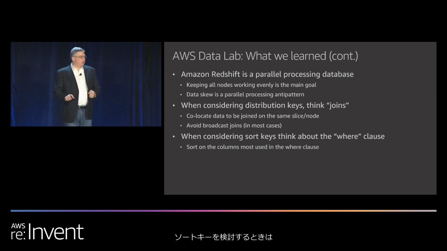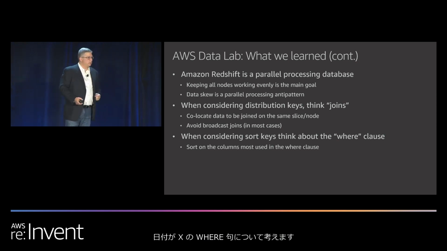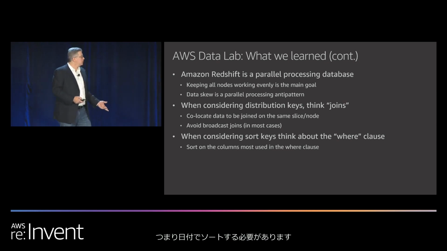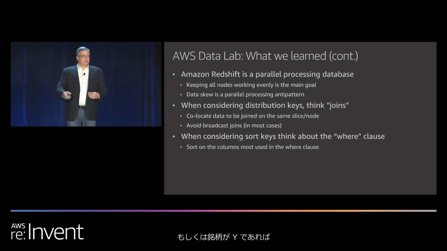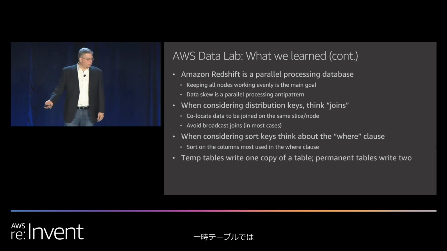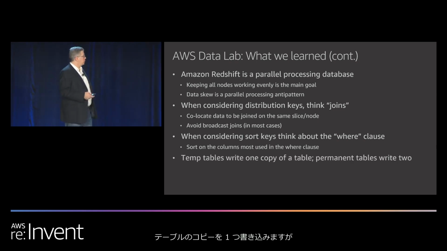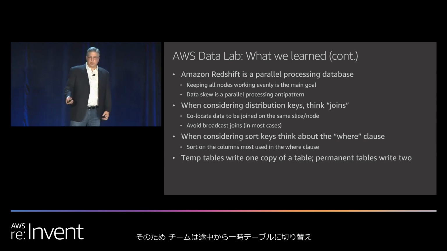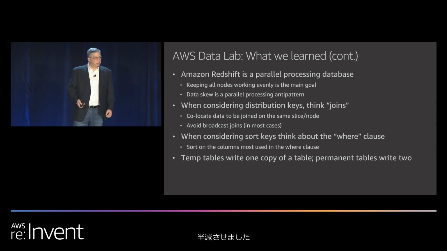When you're looking at your sort keys, you want to think about the where clause. Where date equals X means you should be sorting on date. Or where symbol equals Y, you should sort on symbol, that kind of thing. And with temp tables, they'll write one copy of a table, whereas a permanent table is going to write two for high availability purposes. So that's why the team switched to temporary tables in the middle, and literally, the create temp table took half the time.